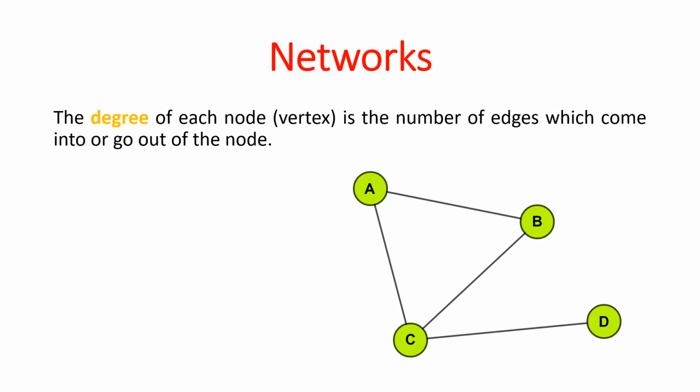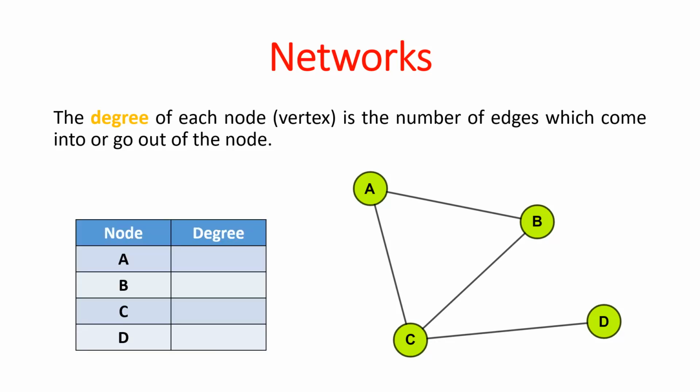Now, we talk about this other word called a degree. The degree of each node, or vertex, is the number of edges which come out of or go into the node. So let's have a look at this basic network. There are 4 nodes, A, B, C, and D. Let's look at node A. You can see that there are 2 edges that come out of A or go into A. So it's a degree of 2.